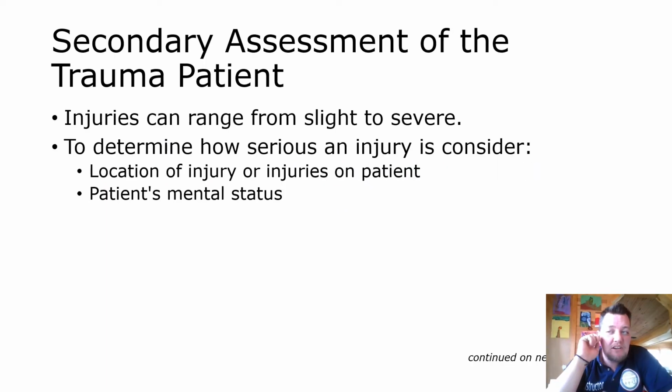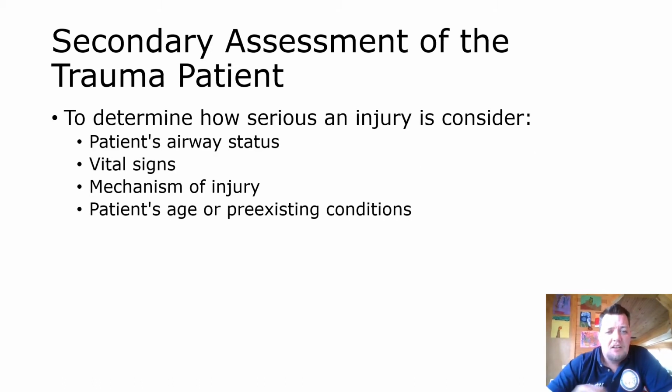So injuries can range from slight to severe, and we're going to determine how serious an injury is by considering the location of the injury or injuries on the patient and their mental status. We're also going to consider the patient's airway status, the vital signs, the mechanism of injury, and the patient's age or pre-existing conditions.